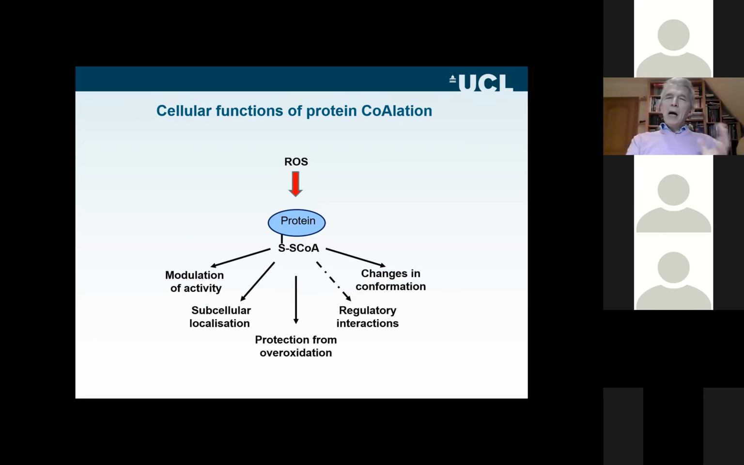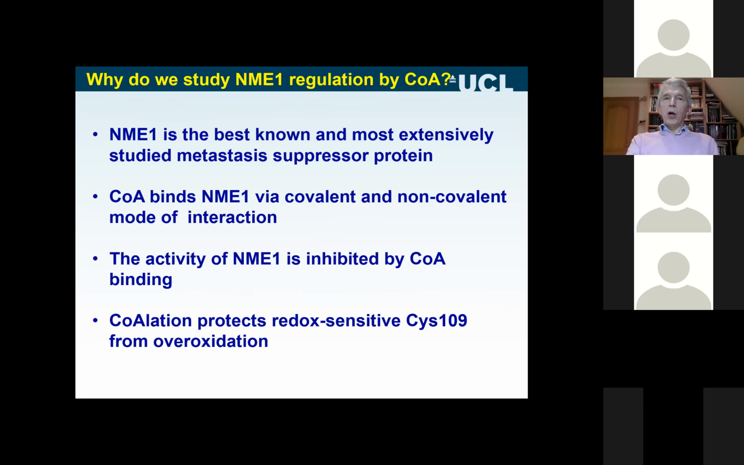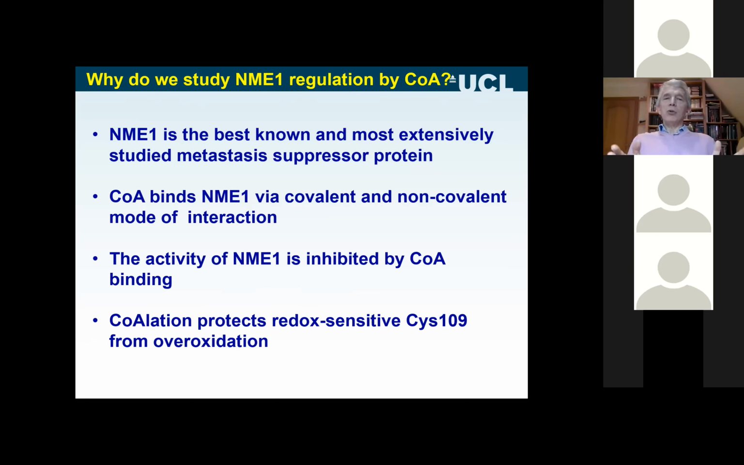And now I will tell you why we study NME1 as we identified more than 2,000 CoAlated proteins. NME1 is the best known and the most studied metastasis suppressor protein, and this is in relationship to this meeting. We found that CoA binds NME1 via covalent and non-covalent modes of interaction. This is quite interesting. This is the first protein we found to interact with CoA in two different modes.